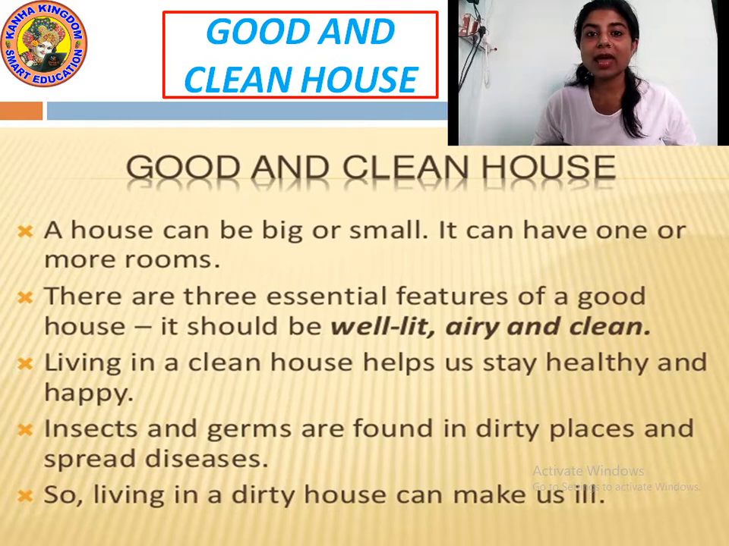That is, well lit. Well lit means a good amount of light should be inside the house. A house should not be dull. It should be well lit. Understood? Then it should be airy. Airy means it should have windows so that air can enter the house. It should not be so congested that you cannot breathe inside your house. Then it should be clean. It should be neat and clean.